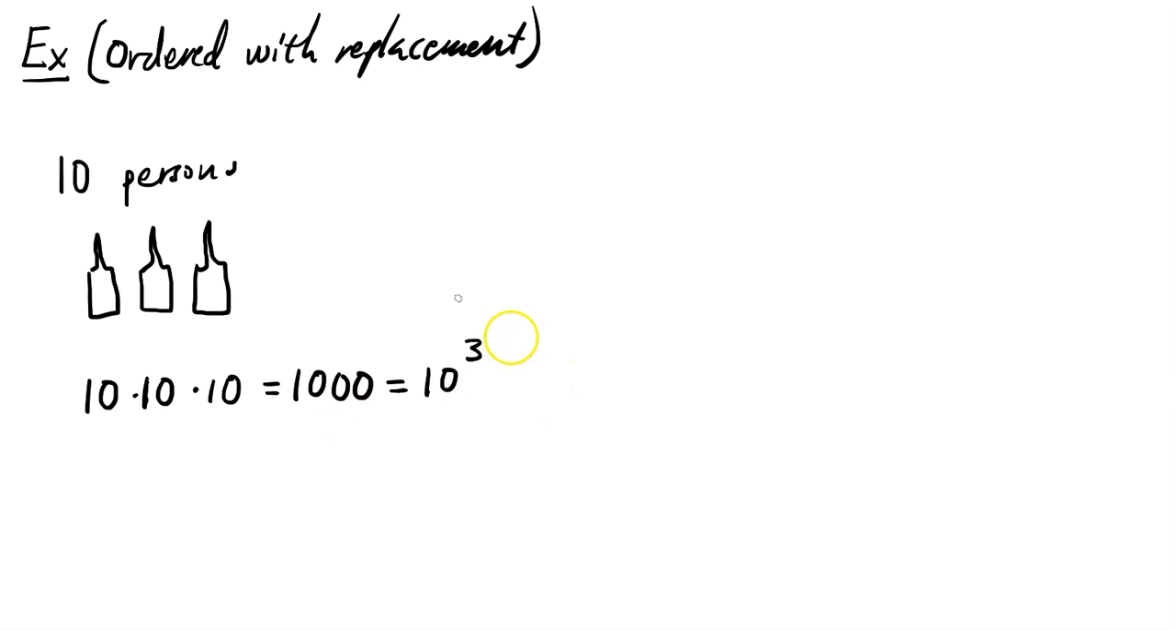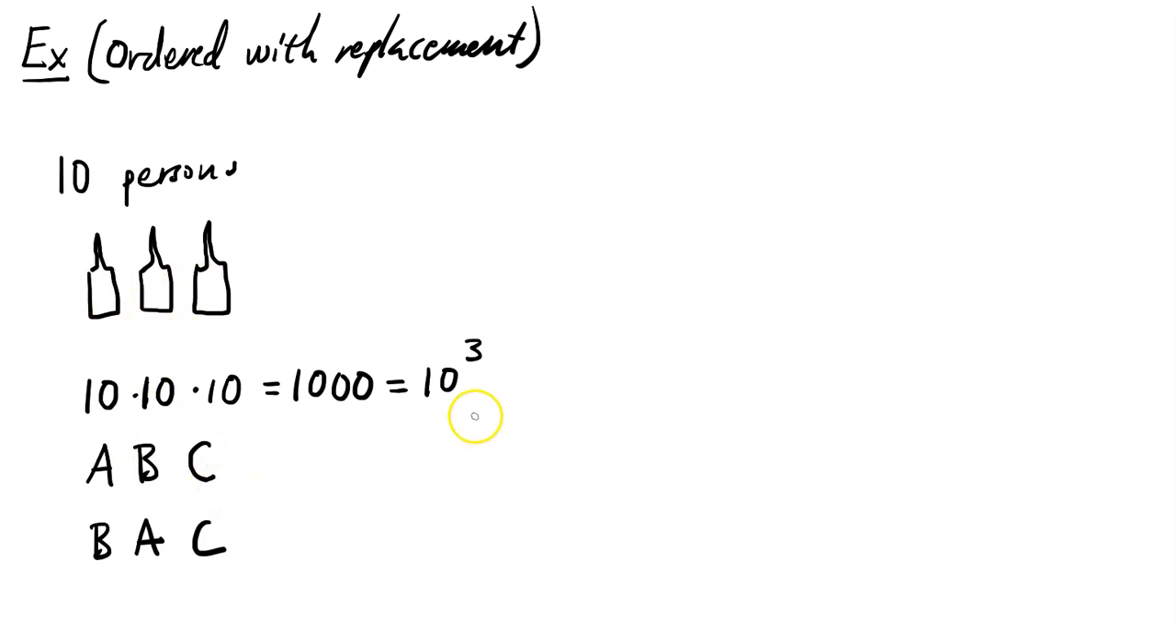But this is just an example of ordered with replacement. It's ordered because it matters in what order the persons are winning. So if person number A wins first, and then person number C wins, and then person number B, and then person number C wins, this is something different than person number B first winning, and then person number A, and then person number C. So these are two different outcomes, because the bottles may be different, so which one they win matters.